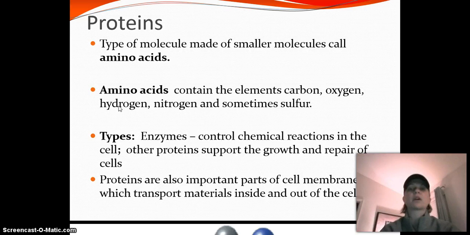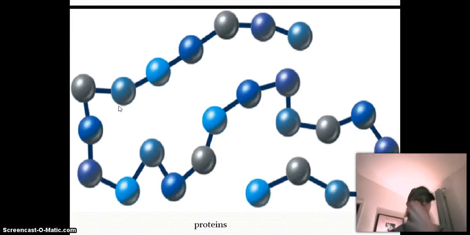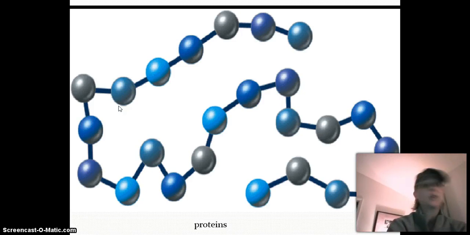It's going to be very important within the membrane to help control things, to help get things through the doorways of a cell. And this is what the proteins are going to look like. So this is a string of these. And they're all going to be different. Some proteins are not going to be as long as this. Some are going to be double the length. It just depends on what your body's trying to create.